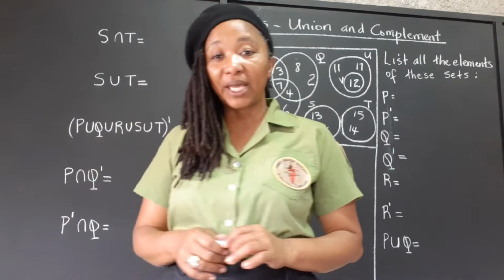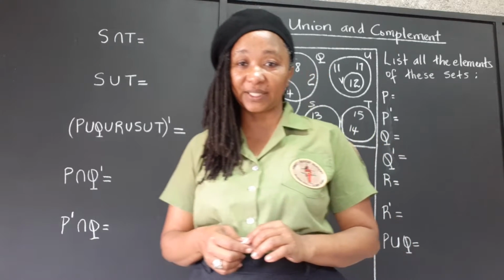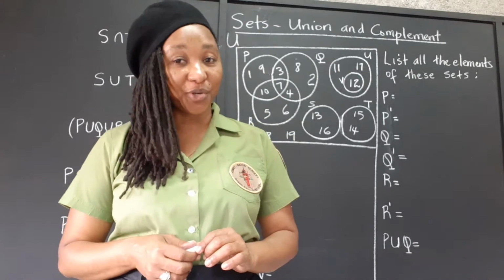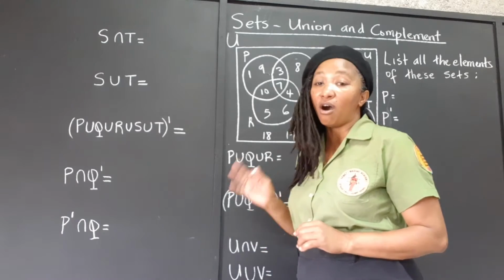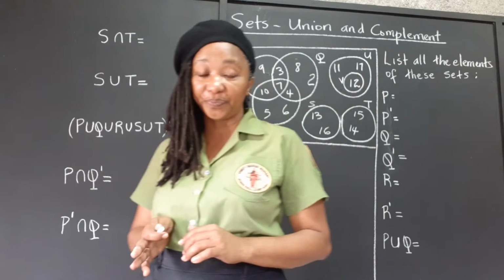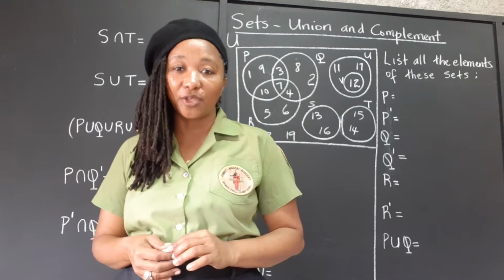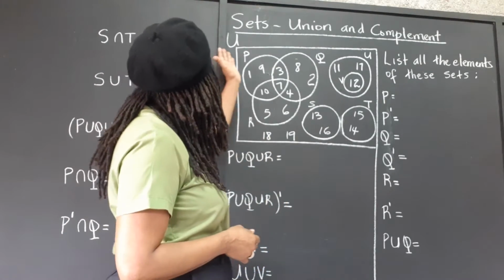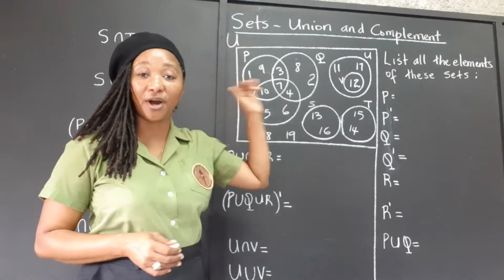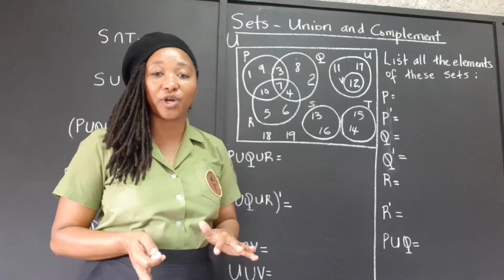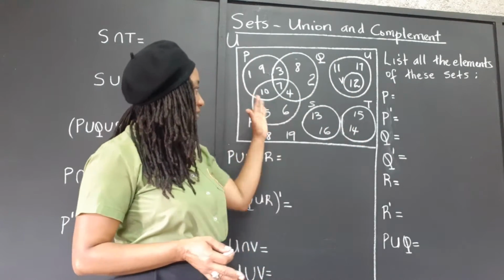Let's go. So we're looking at the union and complement of sets. As you should know by now, the universal set talks about all the elements being considered, and we use the Venn diagram to represent the universal set. So here is our Venn diagram. Capital U at the top to indicate this is our universal set. These are all the elements that we are considering.